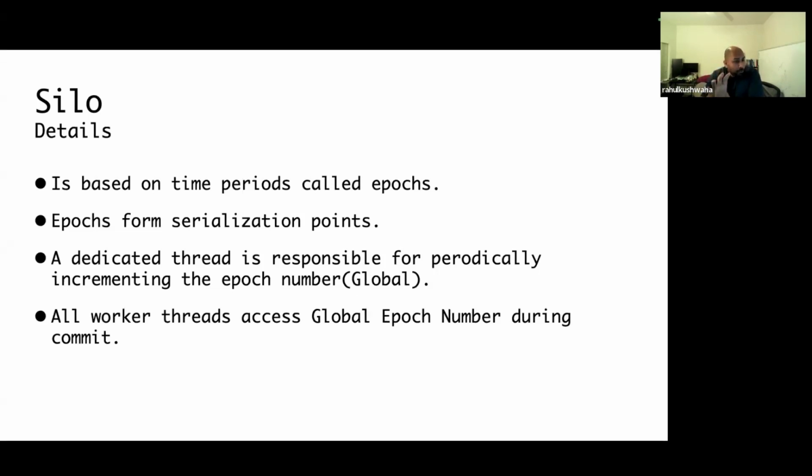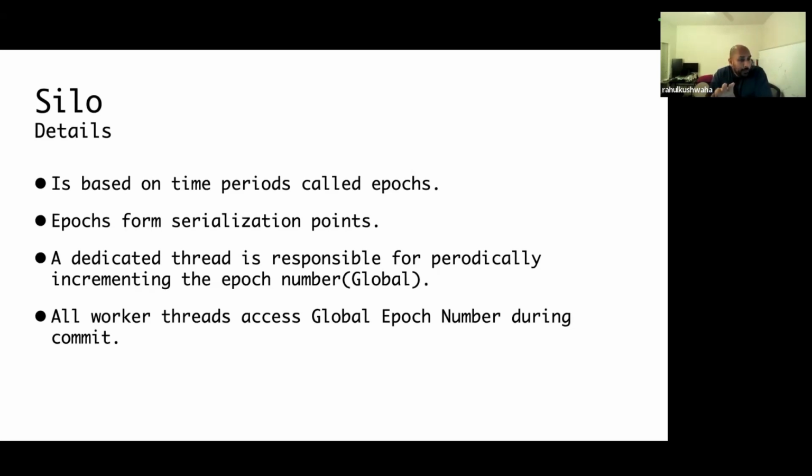So Silo is based on time periods called epochs, and each epoch has an epoch number. Epochs are essentially serialization points within the transactions' history. For example, if there are two transactions, T1 and T2, and T1's epoch is before T2's epoch, then we can say for sure that T1 precedes T2 in the serial order. Essentially, the system does not know the serial order except across the transaction boundaries, the epoch boundaries.